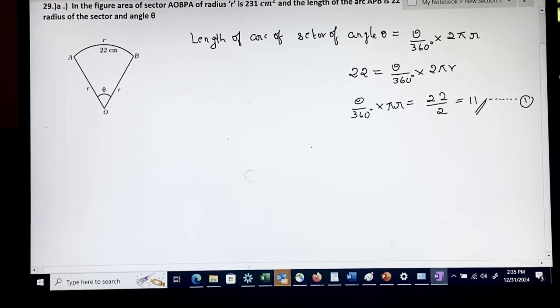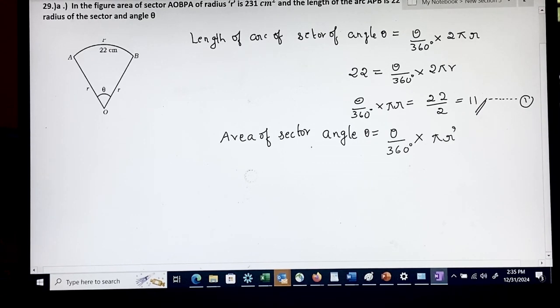Now let's use another formula, that is the area of a sector. I'll write the area of the sector at angle theta. We have the formula for this, that is theta by 360 degrees into pi r square. Now we know the area of the sector, which has already been given, that is 231.